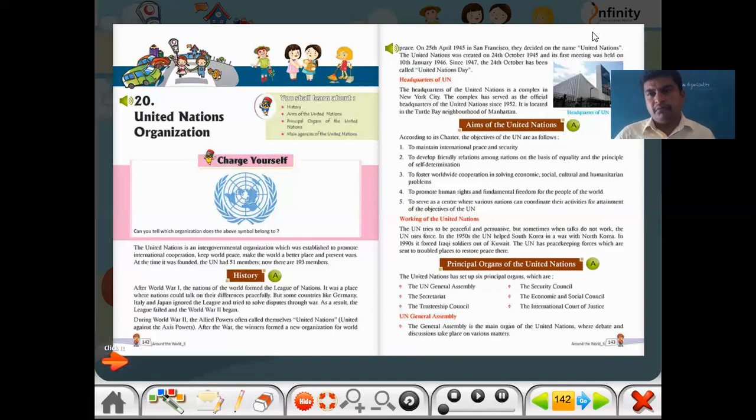And also fundamental freedom, dear students, right? The freedom is our fundamental right that has to be experienced by each and every person of this world, for the people of the world. Assuring human rights and fundamental freedom for all the people of the world countries is a major duty of the United Nations Organization, to serve as a center where various nations can coordinate their activities for attainment of the objectives of the UNO, right? These are all 5 important aims of the United Nations Organization.